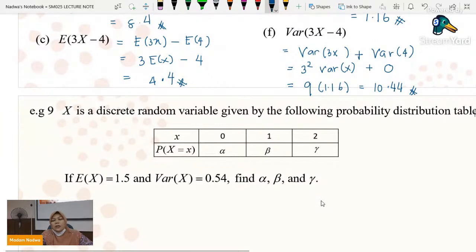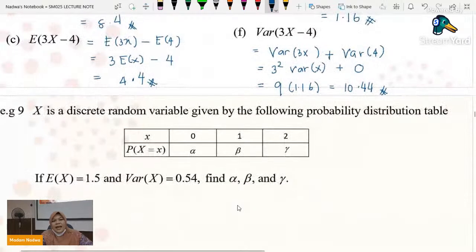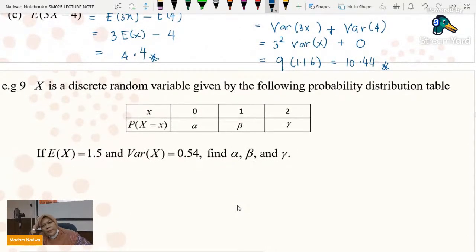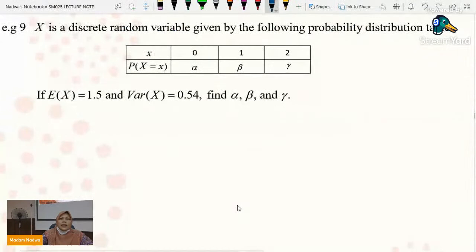Okay, kita tengok soalan last untuk hari ni, example 9. X is a discrete random variable given by the following probability distribution table. So dia dah buat dah kat kita table tu siap-siap. And dia dah bagi dekat kita the expected value EX dan juga dia punya variance. The problem here is dia suruh kita find the probability alpha, beta and gamma.